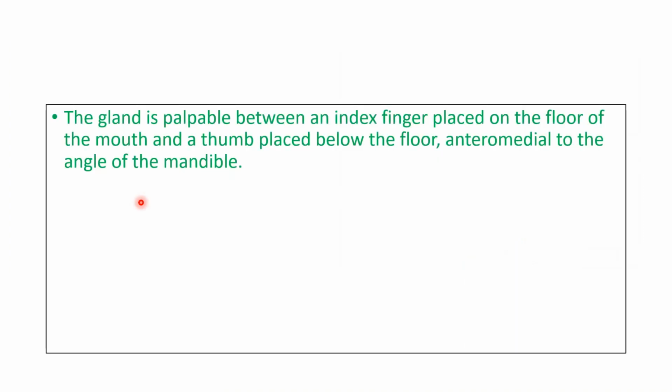Now the gland can be palpated between the index finger, which is placed on the floor of the mouth, and the thumb, which is placed below the floor, anteromedial to the angle of the mandible. So all of you can palpate this submandibular gland by this technique.